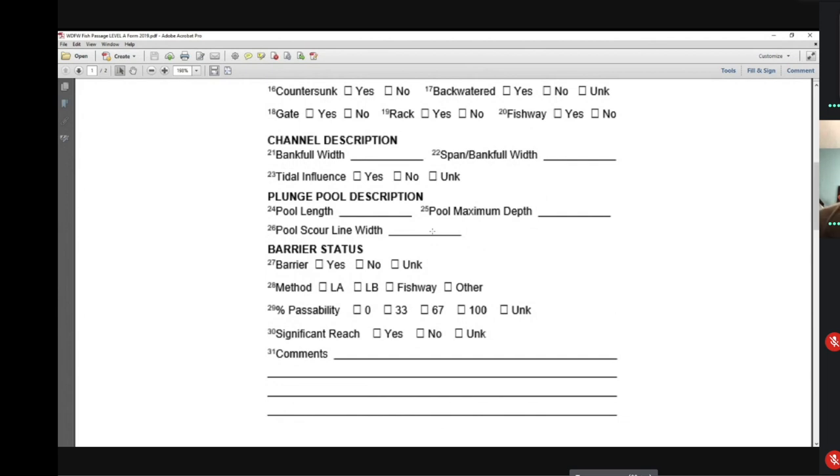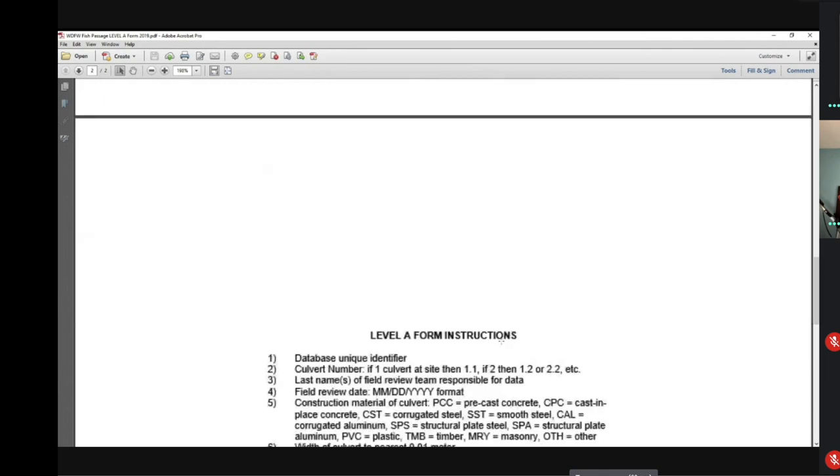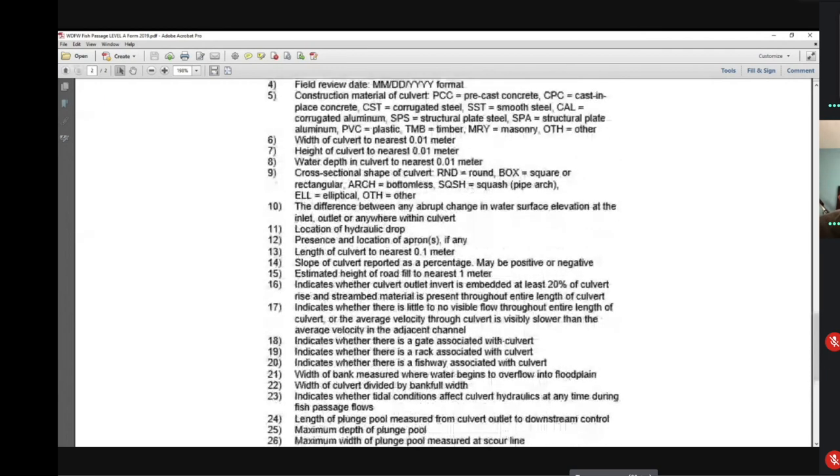Now we get to do barrier status. And we'll go back to the table and we can identify this. So there's method level A, level B, fishway. I'm going to look at the table that showed the barrier passability in a minute. Here's the percent passability. And then significant reach. Now, this is what I want to get to before I look at the table. I'm going to go down and look at number 30. Significant reach is in the protocol. When in doubt, say unknown.